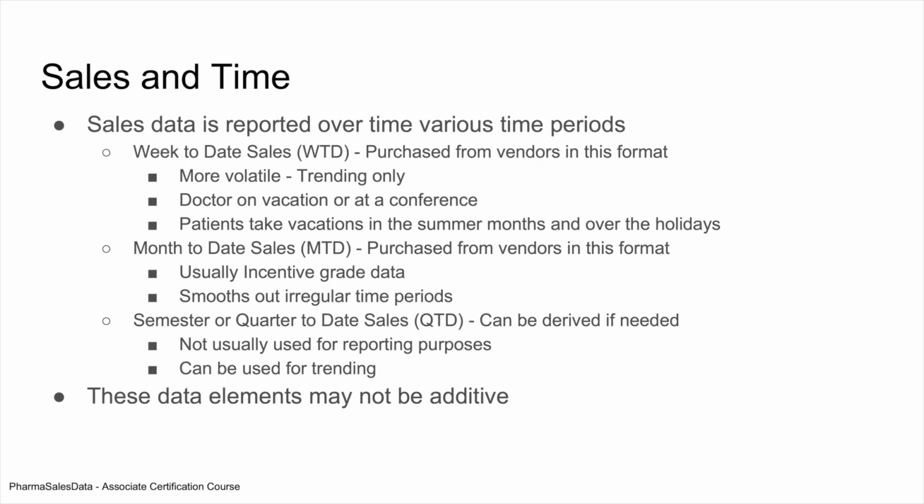Semester or quarter-to-date sales can be derived if needed. It's not usually used for reporting purposes, but it can be used for trending and things like that. These data elements may not be additive, so you have to make sure that a week to date or a month to date is within a closed window. Sometimes a week will overlap multiple months, for example. So if a week overlaps multiple months, how do you then determine it? You can't add up week 1, 2, 3, and 4 and say that equals month 1 because they're not additive. They don't line up correctly.